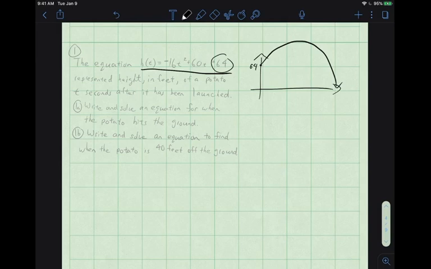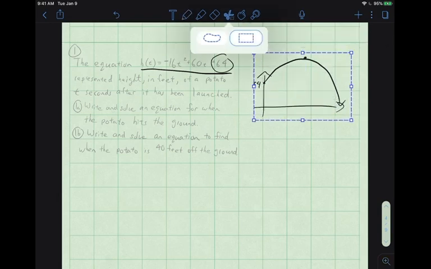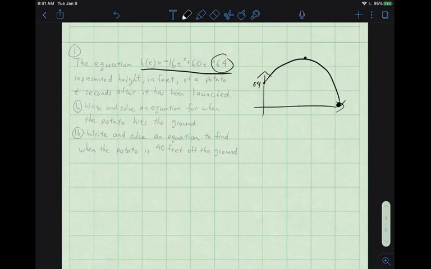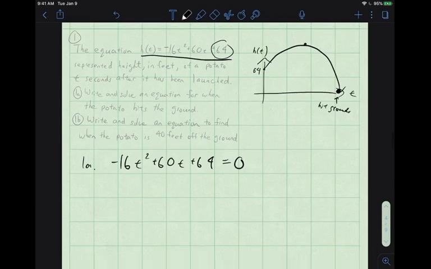Okay, so then it hits some maximum. We don't know quite what that is just yet. And then we know when it hits the ground, or that's what we're trying to solve for. We know that for 1a, the equation for it to hit the ground looks like this whole thing, plus 64 equals 0. So here's h of t along your y-axis, along the x-axis, that's time. So we have to solve this thing.